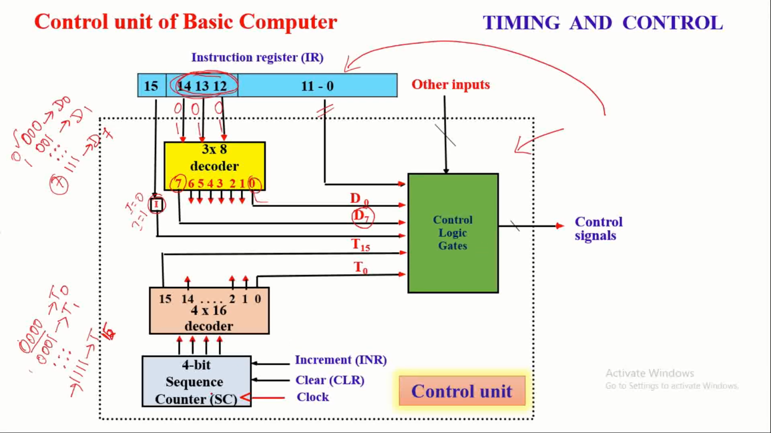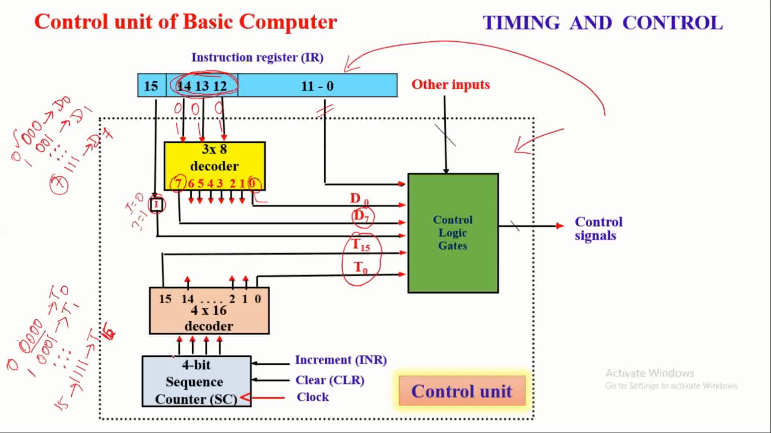Coming to the 4-bit sequence counter, its function is to count the numbers from 0 to 15 in binary form. Once it reaches 15, it will restart from 0 and continue its counting process. Whatever numbers it generates in binary form are given as input to the 4 by 16 decoder, based on which this 4 by 16 decoder generates the timing signals.